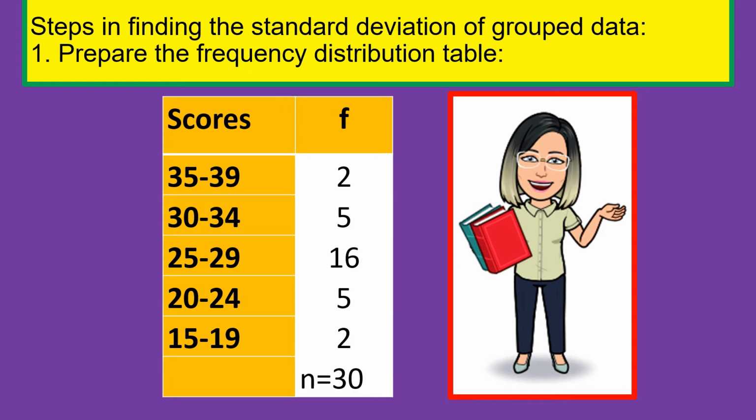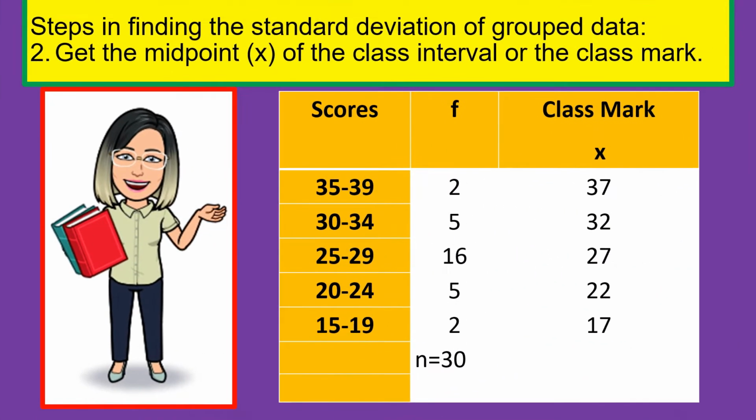Steps in finding the standard deviation of group data. Step 1. Prepare the frequency distribution table. We already have the frequency distribution table in the given slide. We are in step 2. Get the midpoint x of the class interval, or the class mark.